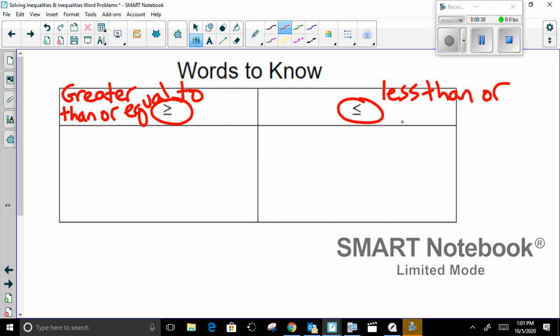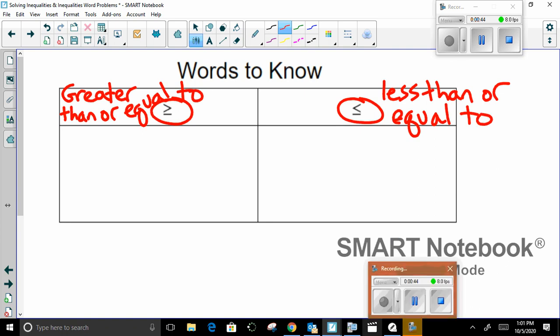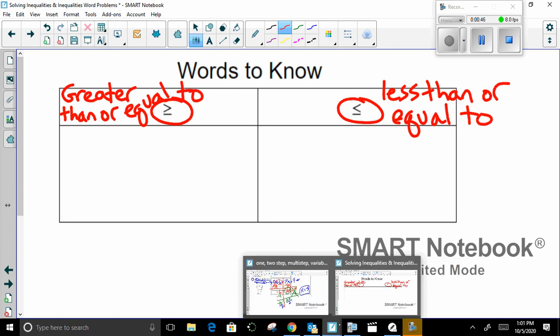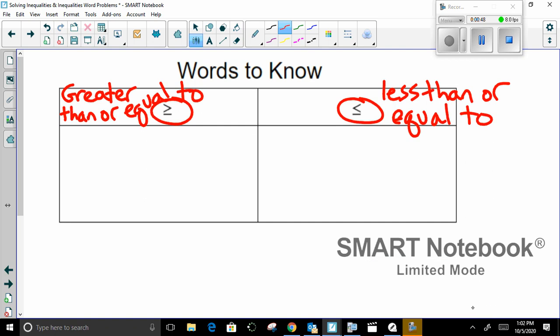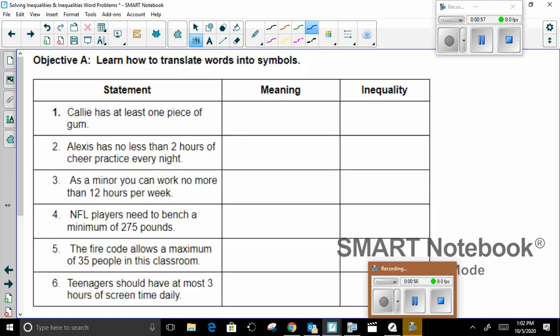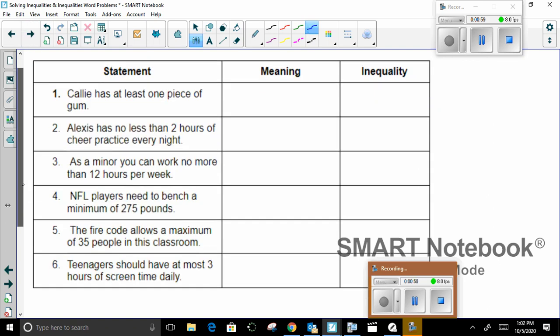When you are dealing with word problems for inequalities, there are certain words that are going to fall under the greater than or equal to column and the less than or equal to column. So we're going to look at a couple of problems first to see if we can figure out which ones those are. Let's go to the next couple of questions and see if through this we can figure out what inequality symbols are being used.